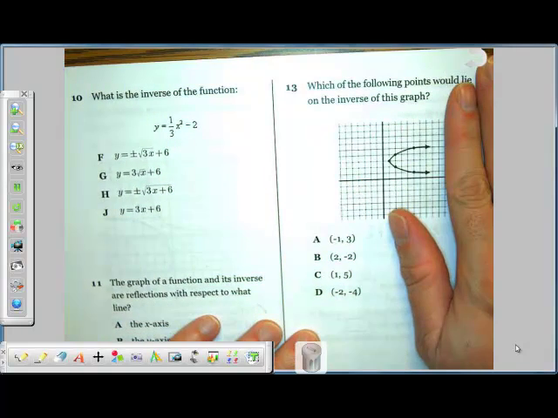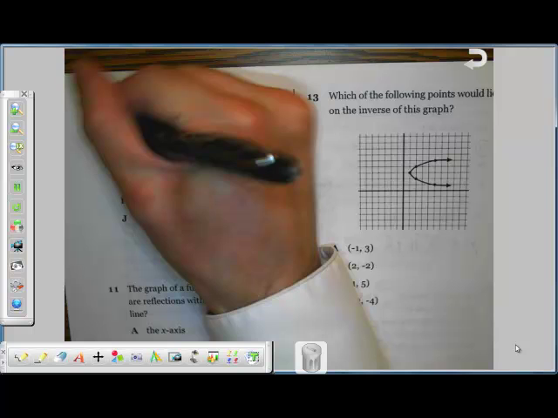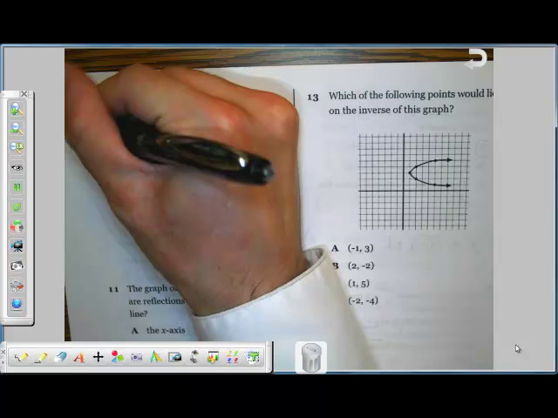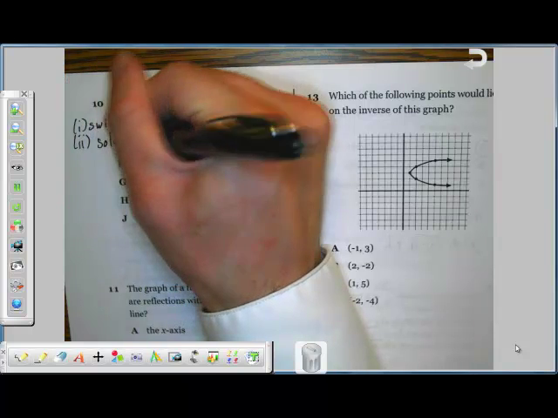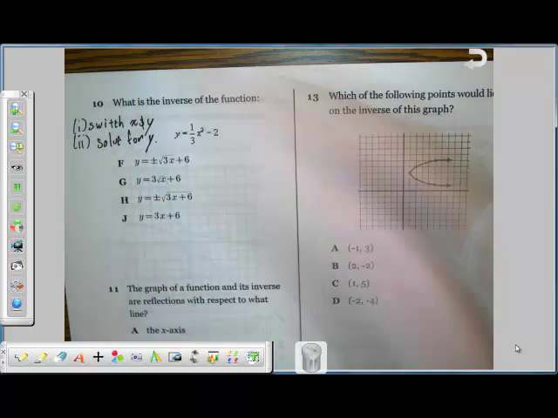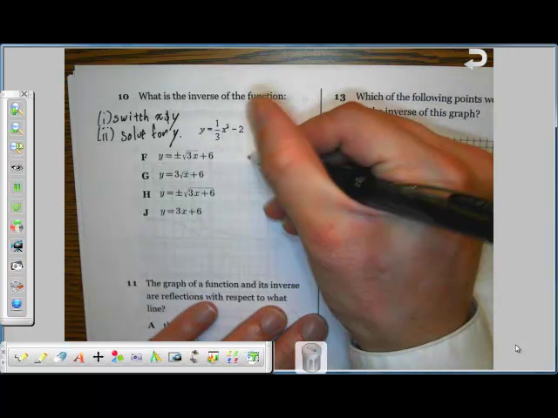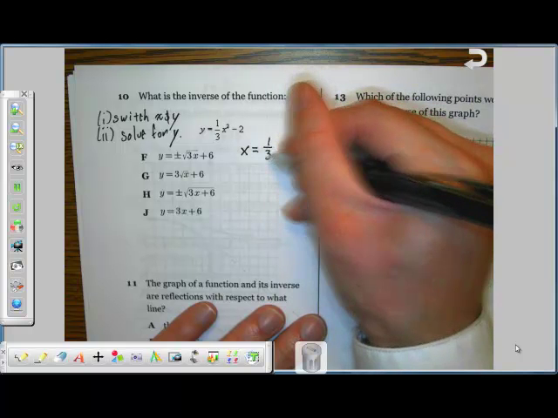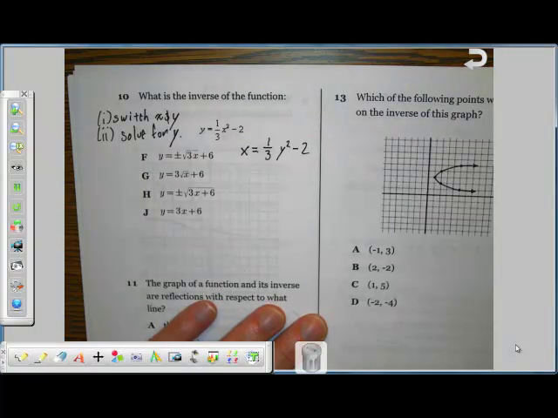What is the inverse of the function? Finding an inverse is a 2-step process. Step 1, switch x and y. Step 2, solve for the new y. So, here we have 1/3 of x squared minus 2. We are going to turn that into x is equal to 1/3 of y squared minus 2. Our next step is going to be to solve for y.